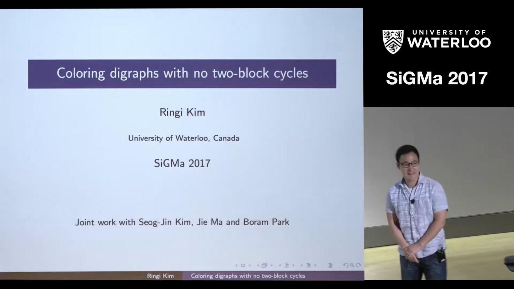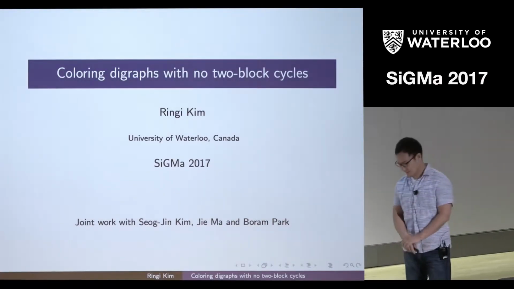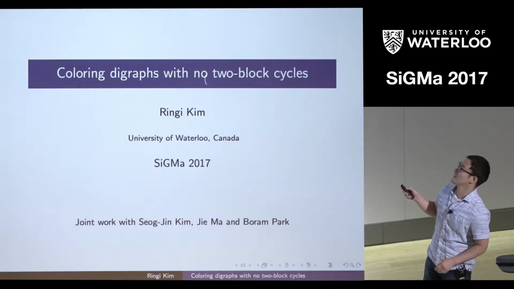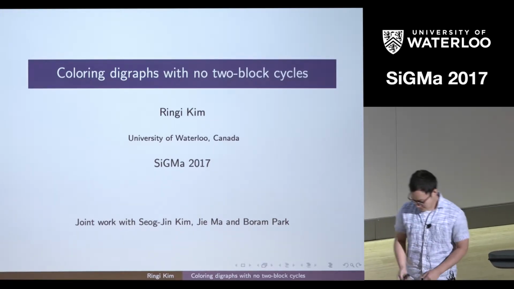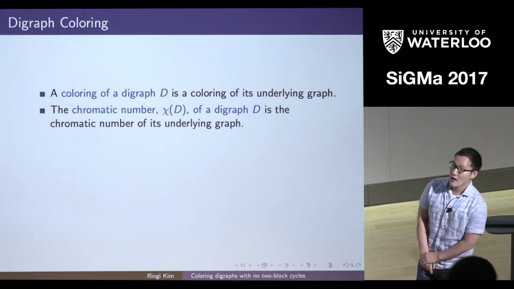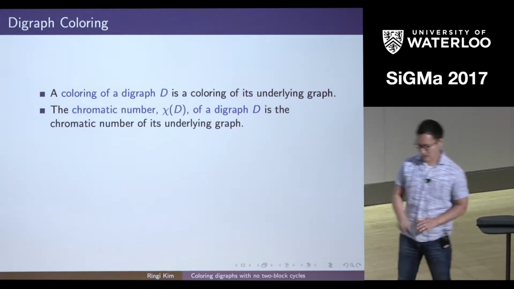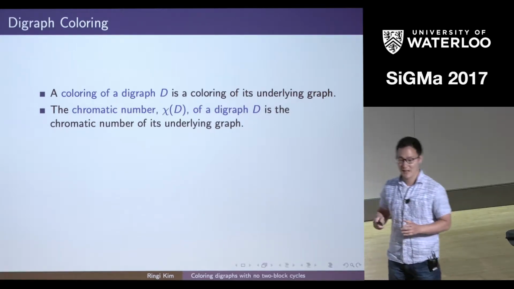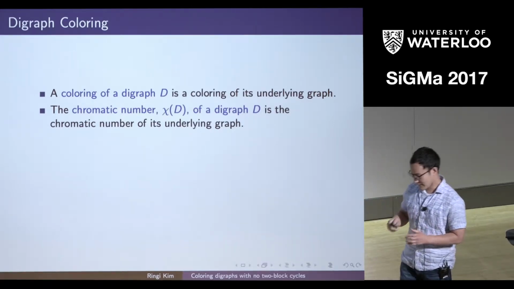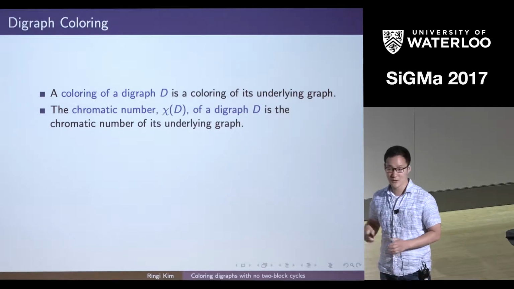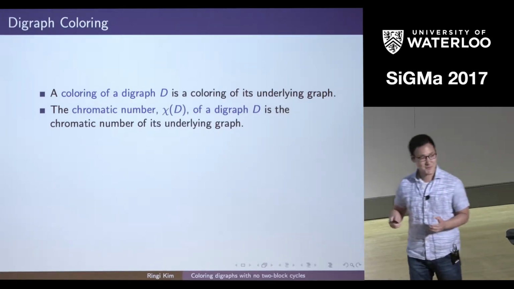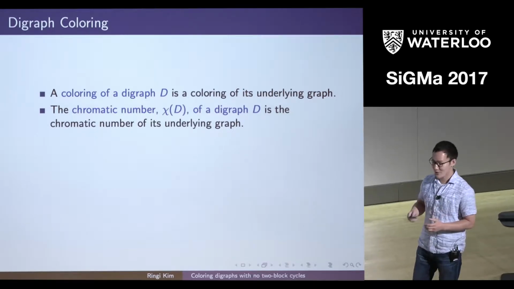So I'm going to talk about digraph coloring. The chromatic number of a digraph not containing a certain digraph, which is called a two-block cycle. First, a digraph coloring is a coloring of its underlying graph, and the chromatic number of a digraph is the chromatic number of its underlying graph. So if you want to color a digraph, you need to color its underlying graph.